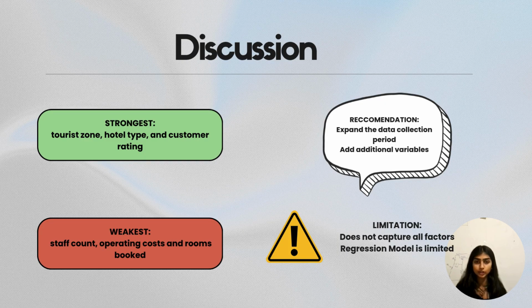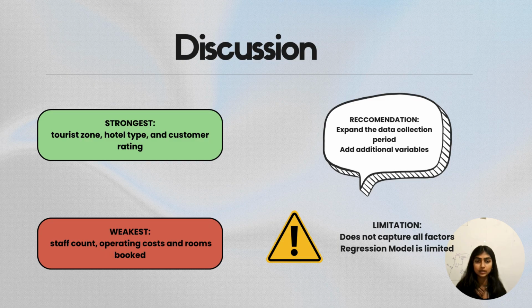We found that the strongest relationship with hotel room pricing were tourist zones, hotel type, and customer rating, while the second strongest relationship was tourist zones, city, and chain affiliation. This suggests that both the location and reputation of a hotel play a major role in determining how much hotels are able to charge per room.